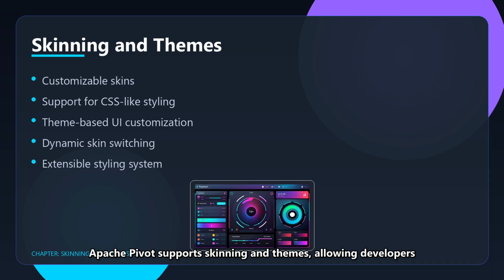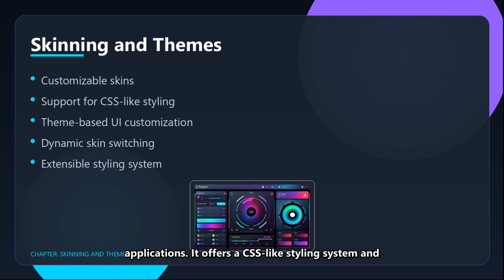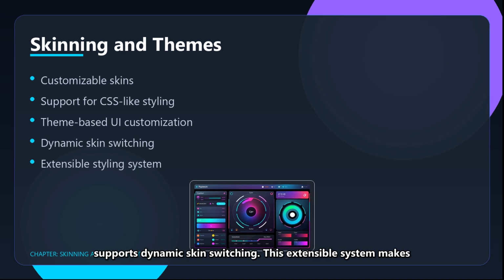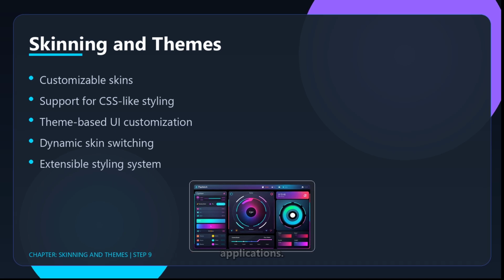Apache Pivot supports skinning and themes, allowing developers to customize the look and feel of their applications. It offers a CSS-like styling system and supports dynamic skin switching. This extensible system makes it easy to create visually appealing and branded applications.